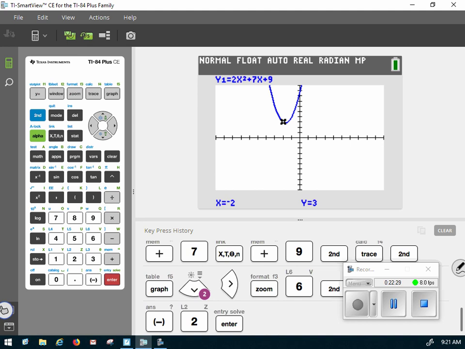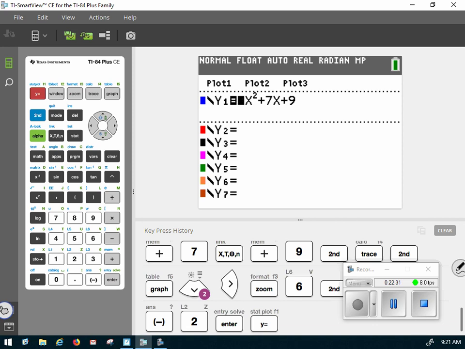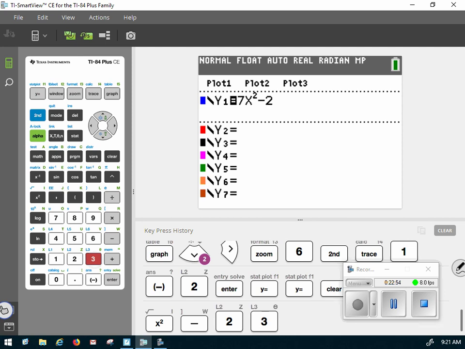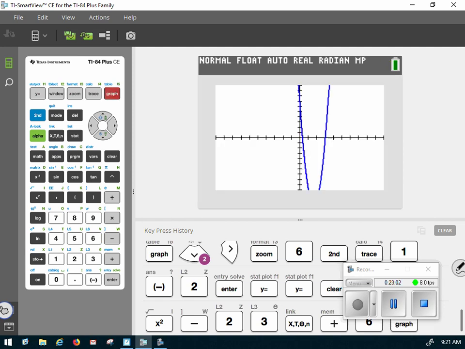Now, there was one specifically that I wanted us to look at, and it was this one right here. Graph it. We didn't look at the graph. 7x squared minus 23x plus 6. Go to graph.